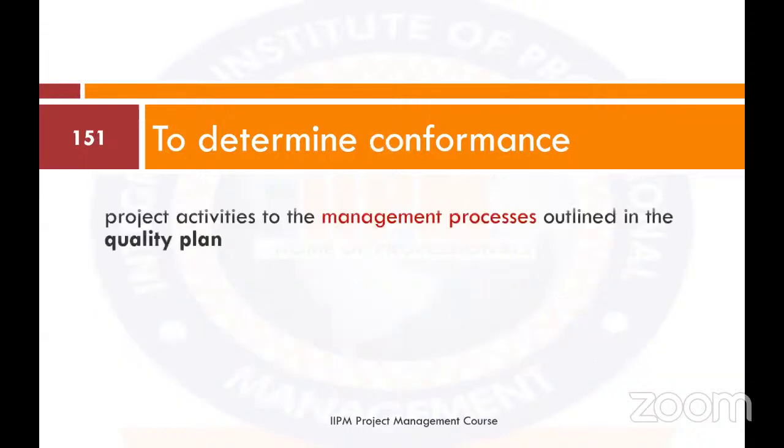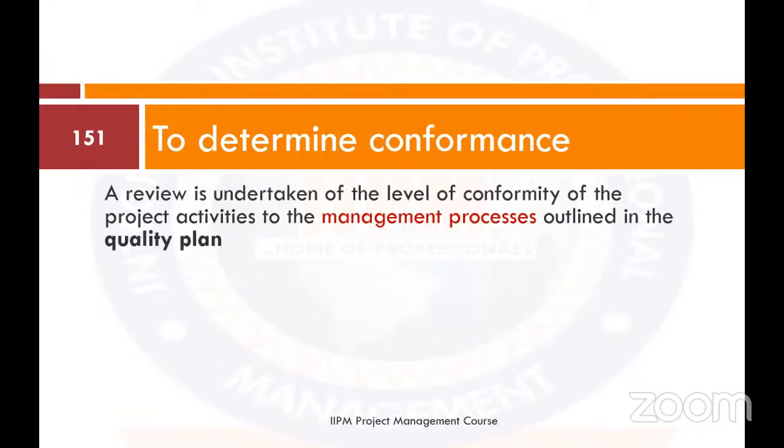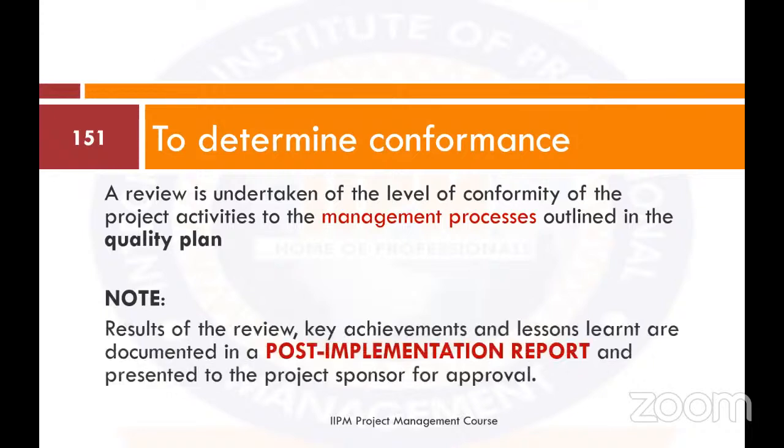The other one is to determine conformance, on the basis of compliance. A review is undertaken of the level of conformity of the project activities to the management processes outlined in the quality plan. Results of the review, key achievements and lessons learned are documented in a post-implementation report and presented to the project sponsor for approval.